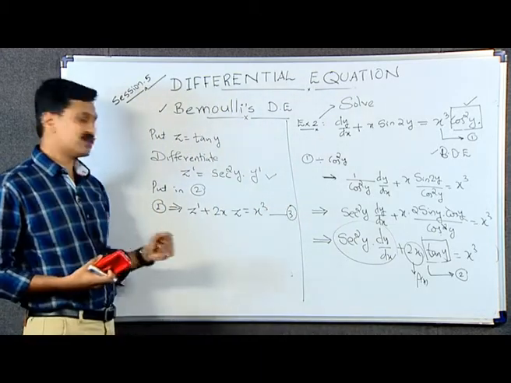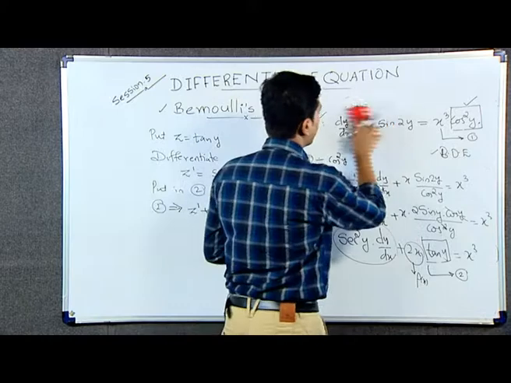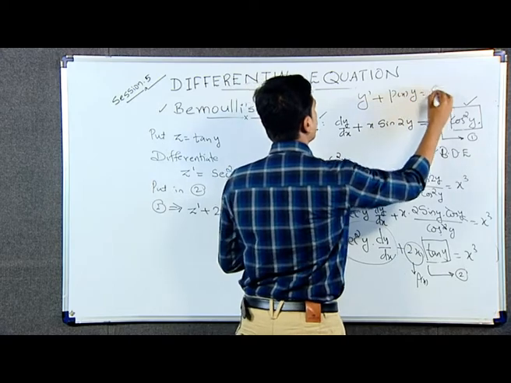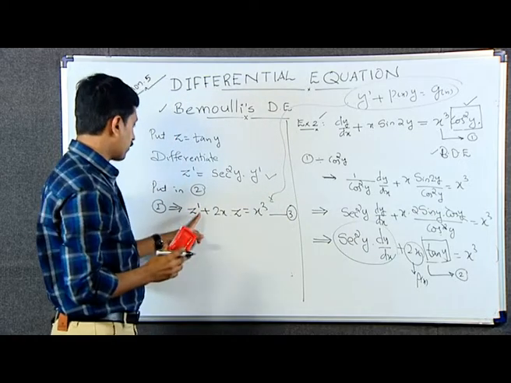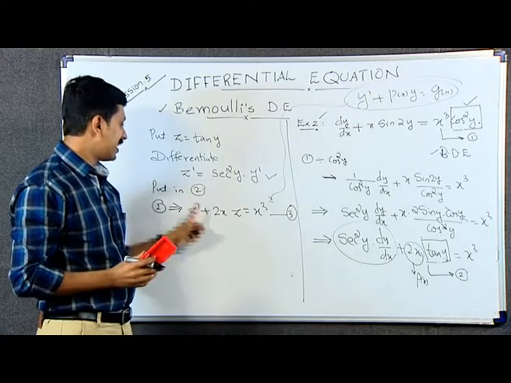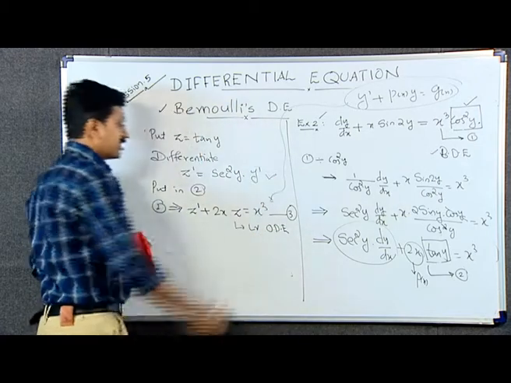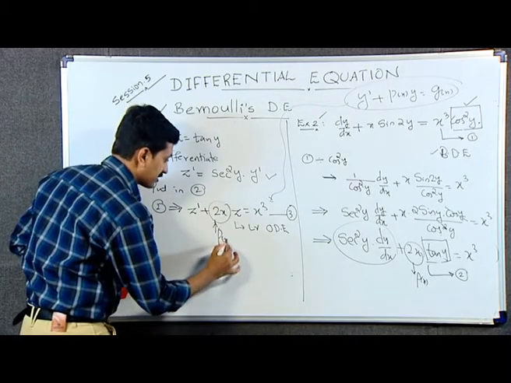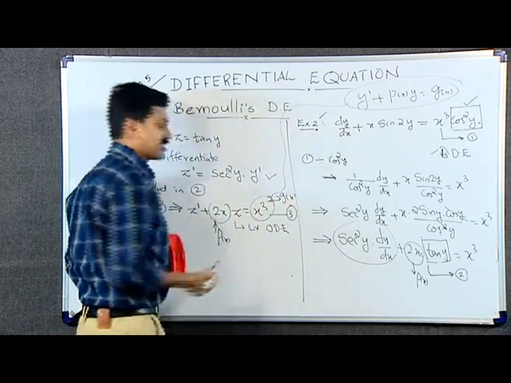Compare this equation 3 with our ordinary linear differential equation, which is y dash plus p of x into y equal to g of x. The same format holds here, with only z instead of y. Now the differential equation 3 is a linear first order ODE with p of x as 2x and g of x as x cube.